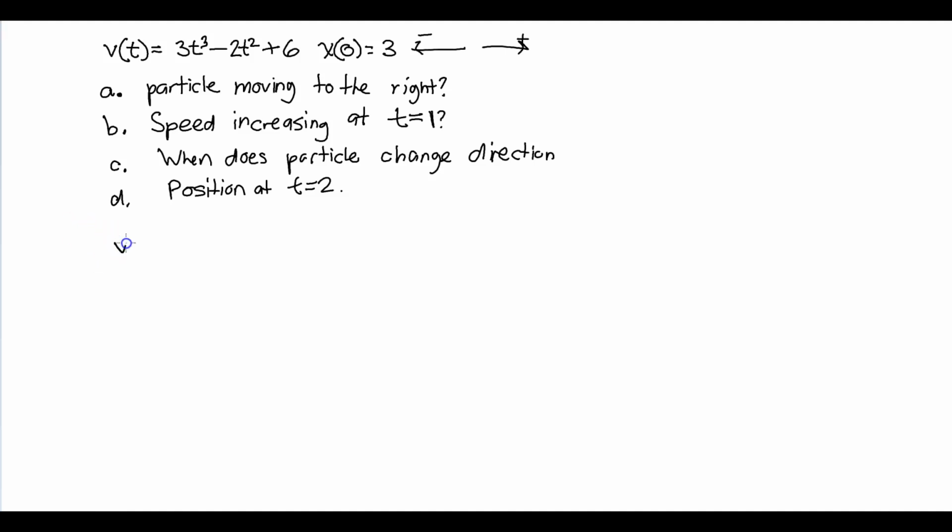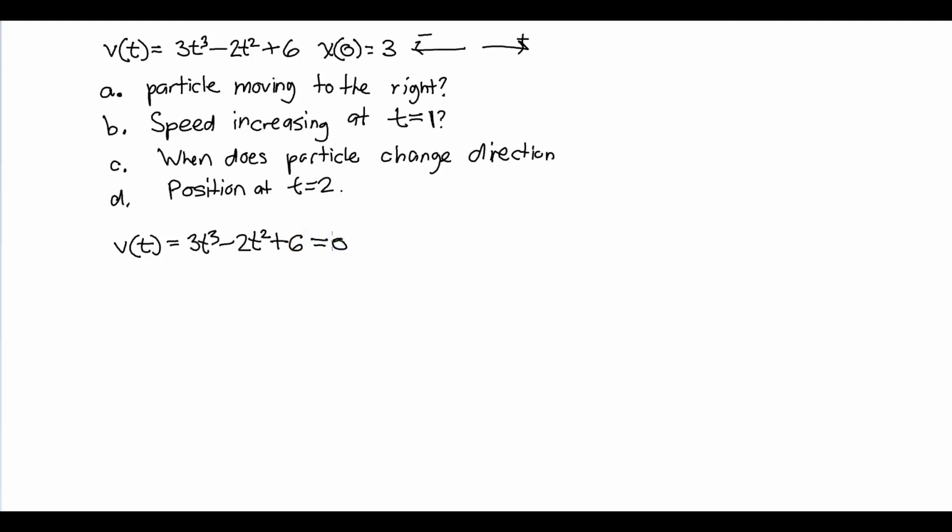Okay, so v of t must be positive. So we're gonna use a calculator for this one, because this equation can't really easily be solved. We want to find where v of t equals 0. We want to find critical numbers.